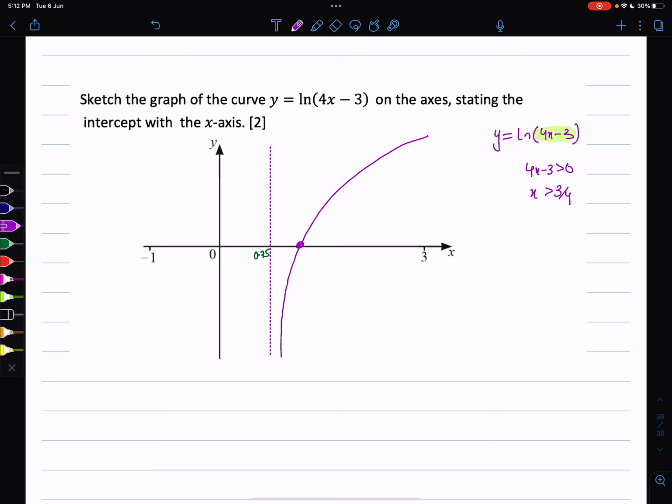And then we need to find the x-intercept. So to find the x-intercept, we are going to plug in y as 0. So e to the power of 0 is equal to 4x minus 3, 1 equals 4x minus 3, 4x equals 4, and x comes out to be 1. So this point is 1. So that is the graph for y equals ln(4x minus 3).